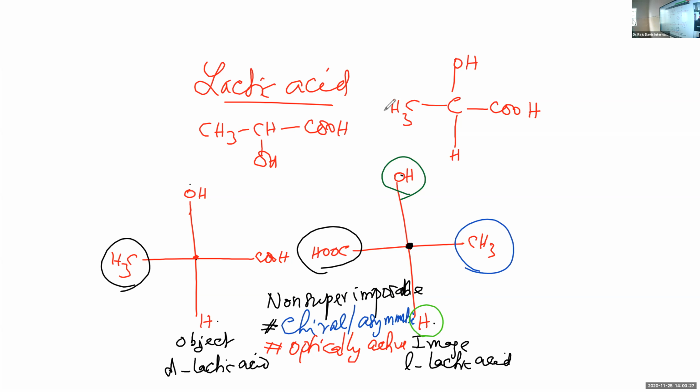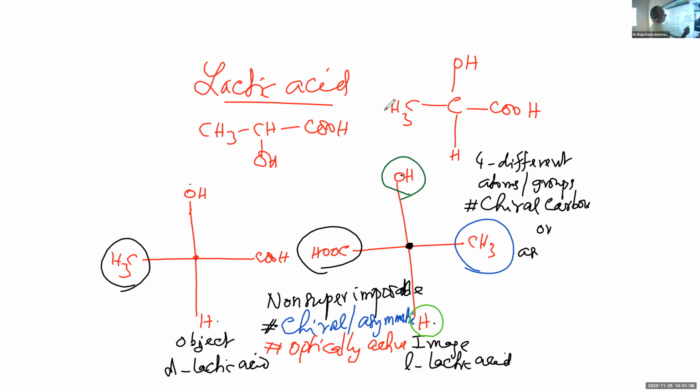So the central carbon atom has 4 different atoms or groups. 4, remember, compulsory 4, not 3, not 2, 4 different atoms or groups. A carbon atom with 4 different atoms or groups is called a chiral carbon or asymmetric carbon, or it is called the chiral center or asymmetric center.